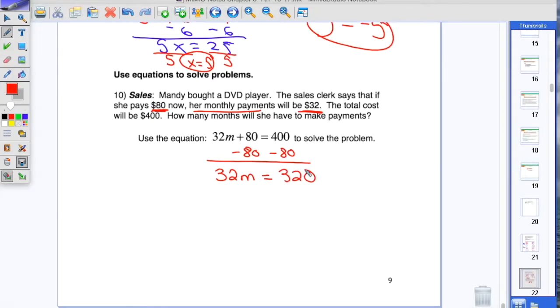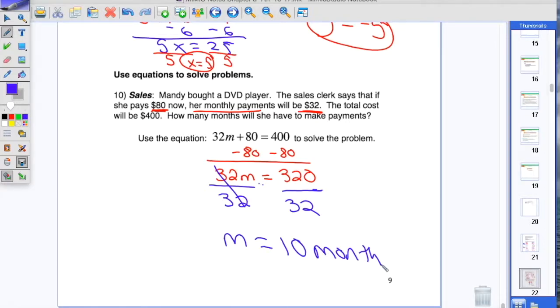So now we have 32m is equal to 320. Divide both sides by 32. That's your $32. And you're left with 10 months. It'll take her 10 months to pay off that DVD player.